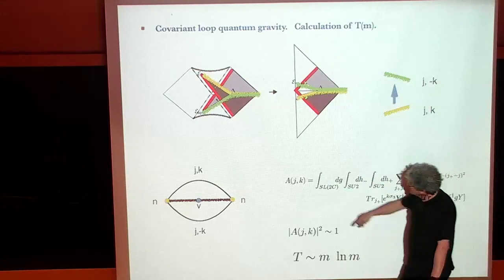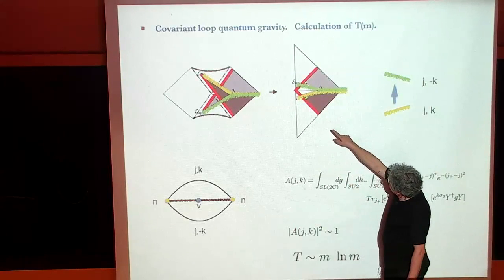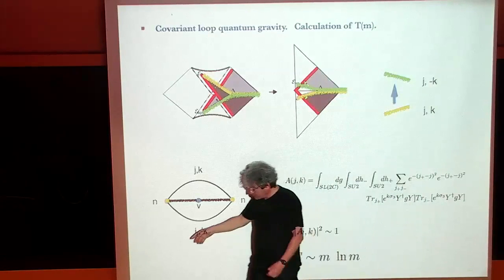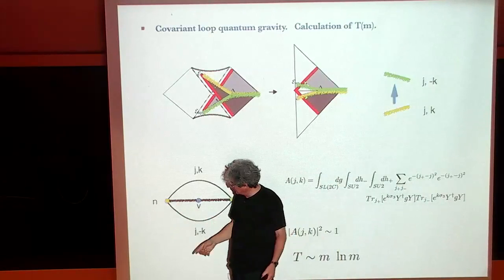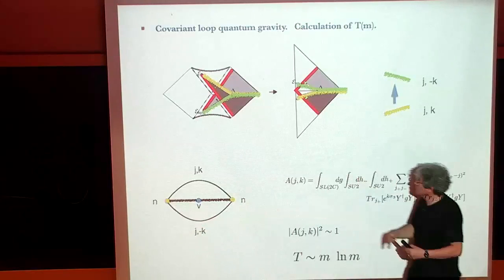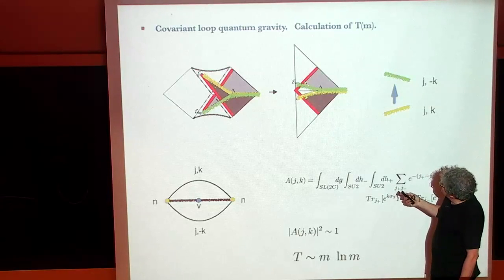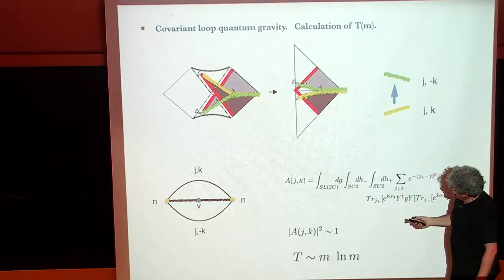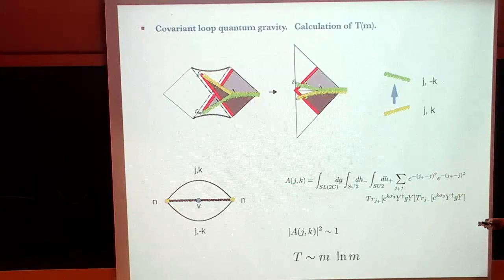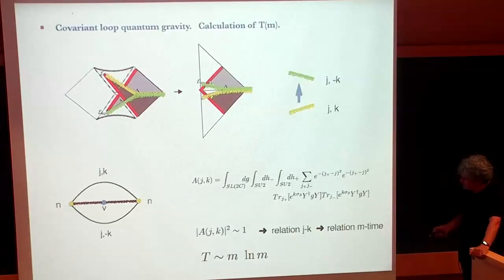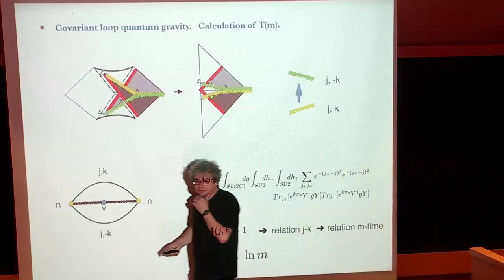This is going to depend on two quantities, one which knows about the intrinsic geometry, one which knows about the extrinsic geometry. The intrinsic geometry essentially knows about the size, the spin is the area, which is the mass of the black hole. The extrinsic geometry is the other quantity, which, if you look carefully at the geometry, is exactly what depends on the delta here. So you can compute this amplitude, and we did compute it, and you can say that when the modulus square of this amplitude is of order 1, this is possible. If you write this, you get a relation between J and K, which is a relation between the mass and the time, and we get T is m log m. It's wrong, but... Well, so yeah.